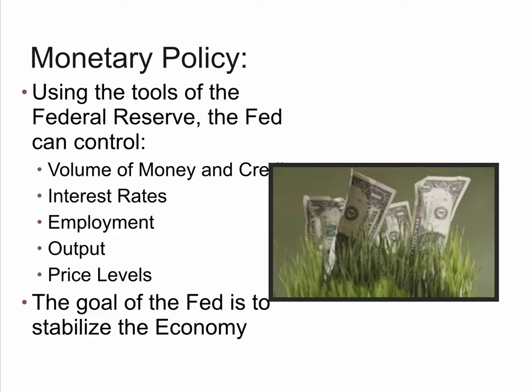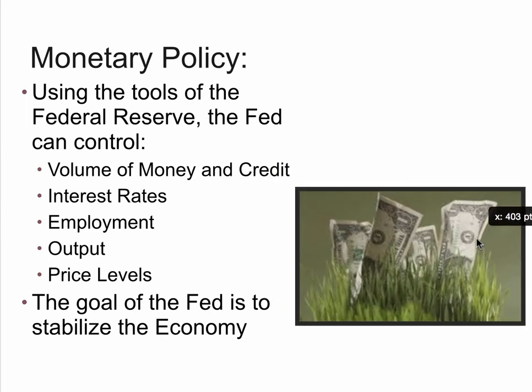Using the tools of the Fed, we can control the volume of money and credit in the United States. We can control the interest rates on long-term and short-term loans. We can, in theory, control employment by giving out more loans for an expansion of a company. We may see more workers hired in construction, or in manufacturing, or whatever that company might be doing. We can control output by giving loans or taking away loans. You can see we can control those types of things, as well as price levels.